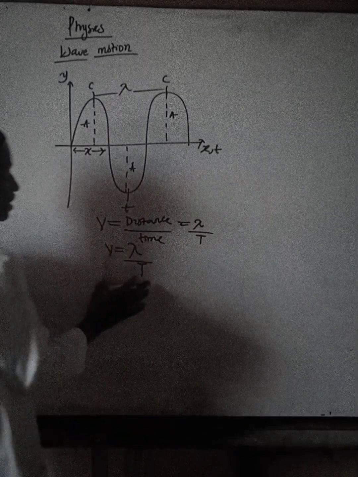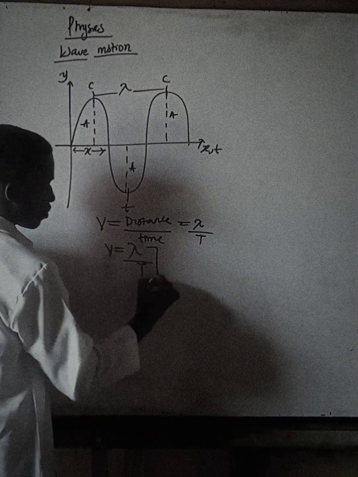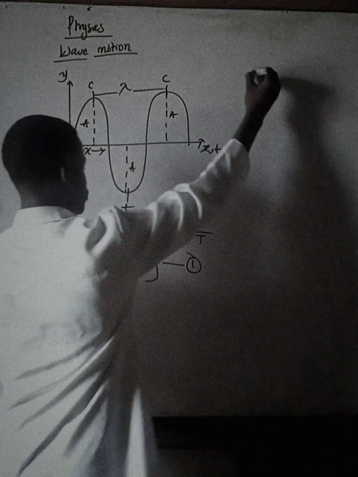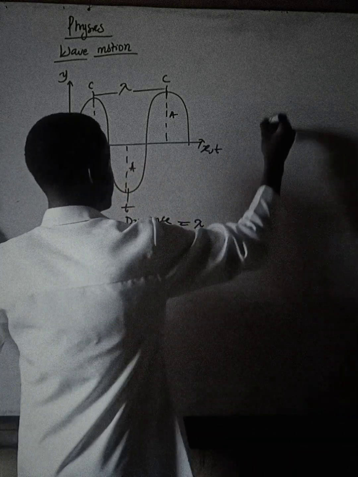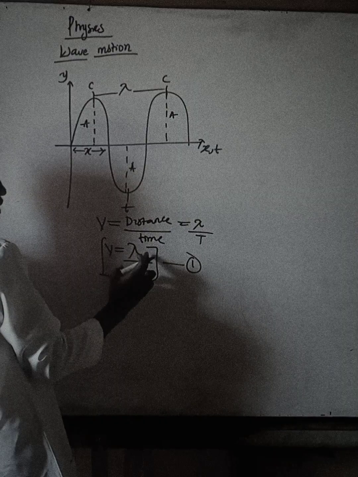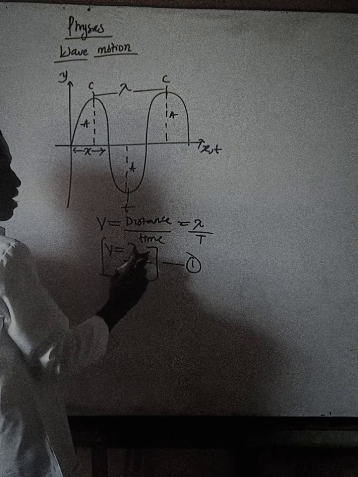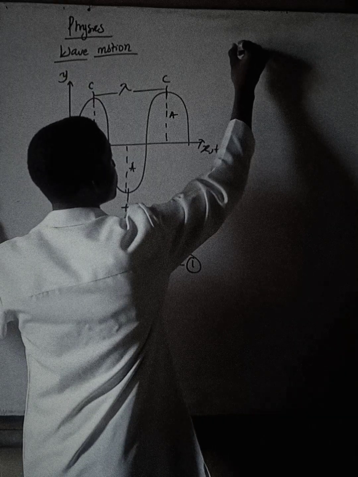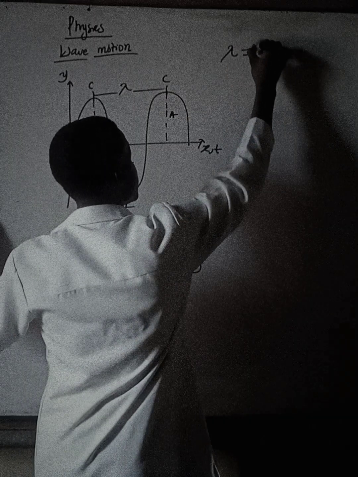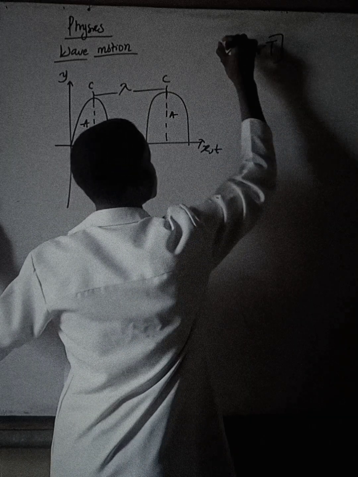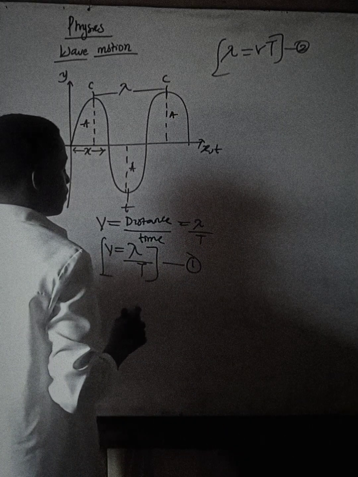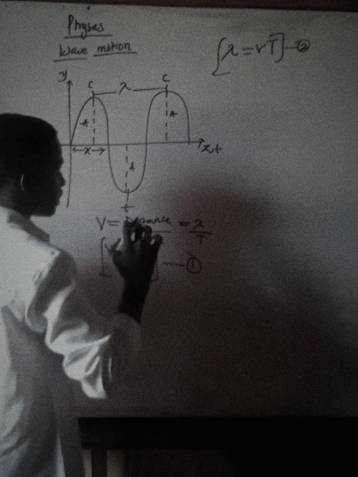Now, since V equals lambda over T, this is what we call equation 1. Equation 2 is making lambda, which is the wavelength, the subject of the formula of equation 1. So you cross multiply, and it gives you lambda equals V times T, and this is your equation 2. Alright? I hope you get what I'm saying.